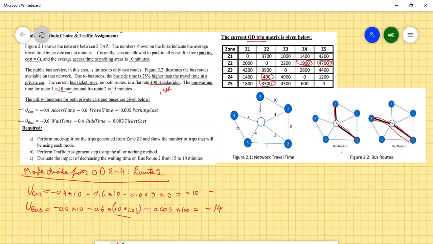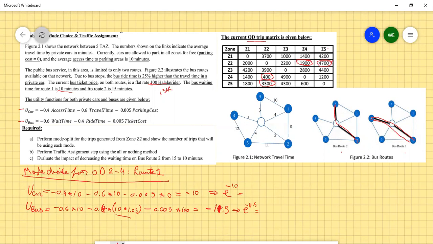Okay, so the exponent for this, e to the minus 10. Doctor, here it should be 0.4 not 0.6 for the bus. I'm sorry, yes, thank you. You're welcome. It comes to 11.5. What's your name? Abdullah. Thank you, Abdullah. You're welcome.